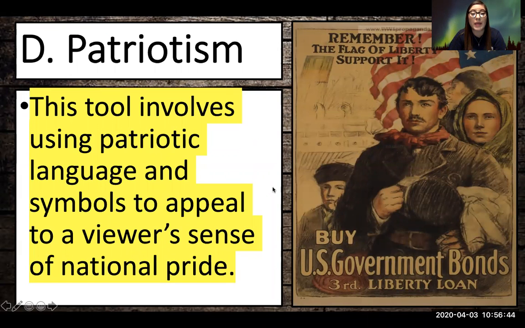Next, we have patriotism. This tool involves using patriotic language and symbols to appeal to a viewer's sense of national pride. So you can see this poster here, buy U.S. government bonds. There's a flag in the background. Notice this gentleman at the front is probably a soldier. Notice how prideful he looks. Notice the women in the background too. There's a little boy. So, having that pride in your country will make you want to go and protect your country.